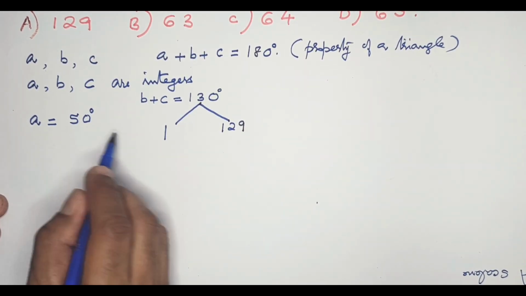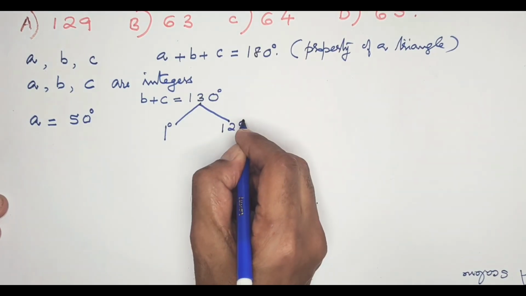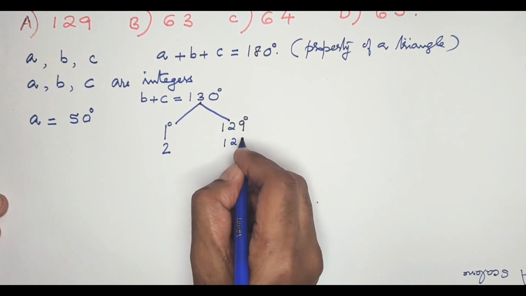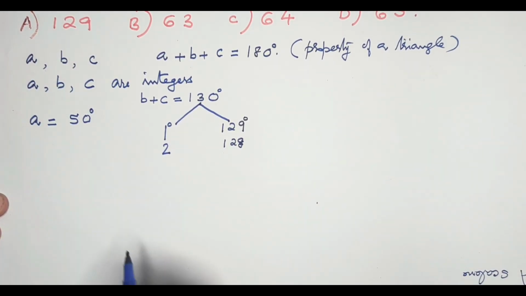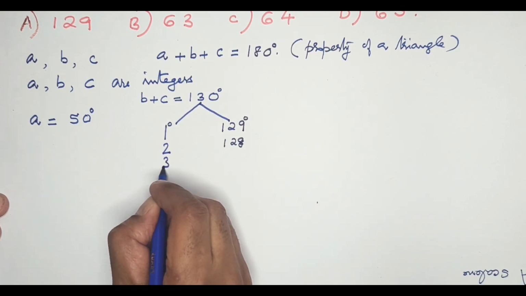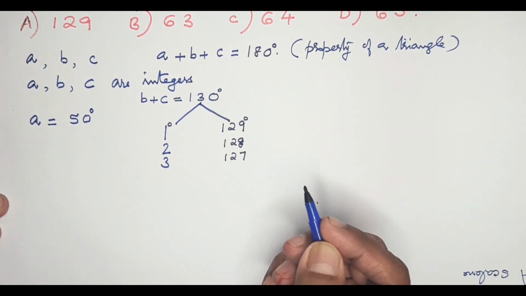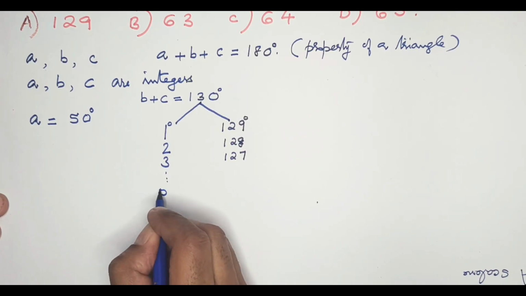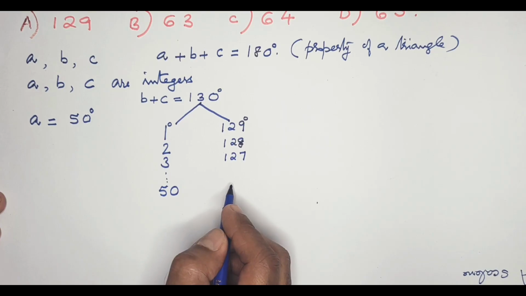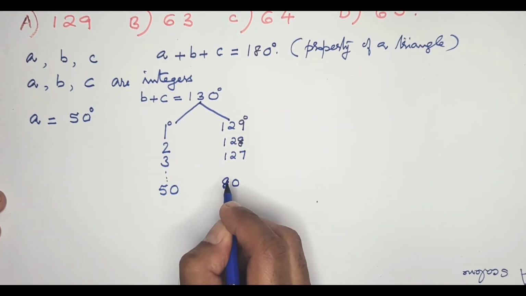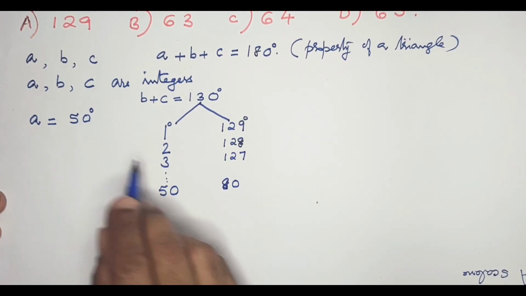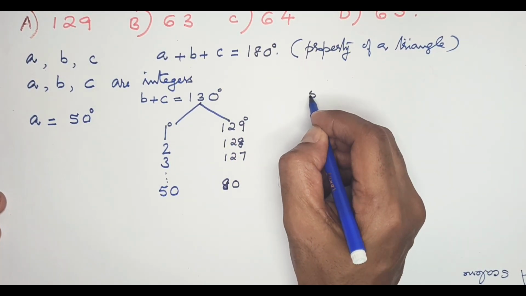So you're getting a triangle like 50, 1, 129 degrees. The next possibility, 2 degrees and 128 degrees. You go on increasing this and this will go on decreasing. So if you write 3, this will be 127. If you go like that, at one stage you'll be reaching 50 here and the corresponding measure of the third angle will be 80 because 50 plus 50 is 100, plus 80 is 180. So basically these are the combinations of triangles you are getting.